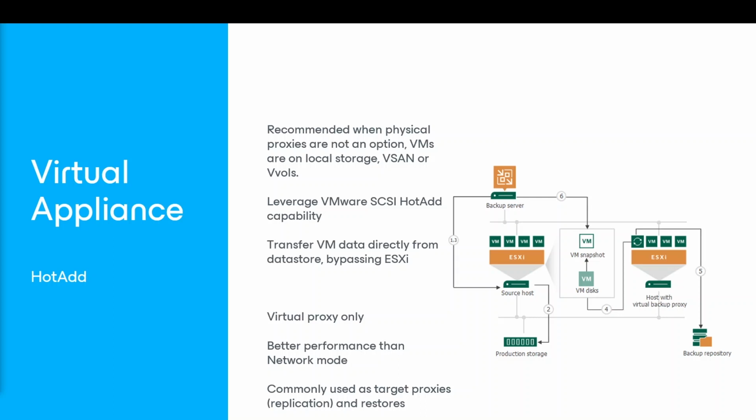So very good performance. Now, this only works on a virtual machine, right? So it means that you're going to pull your backups through the VMware environment, right? So that might not be that efficient, depending on your setup. It does provide much better performance than the network mode, which we'll discuss next. And what you see in the field is that this is commonly used as a target proxy in terms of replication as well as for restores.